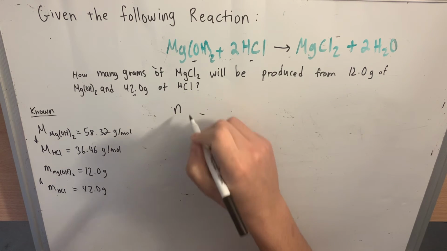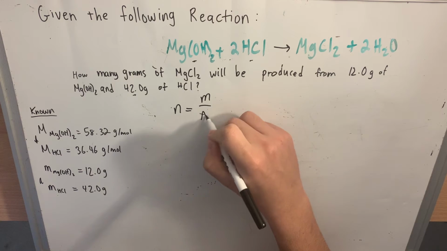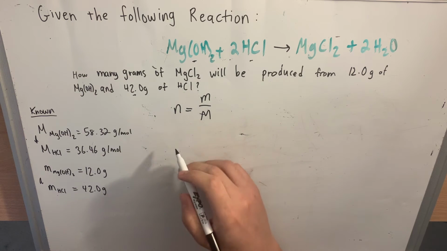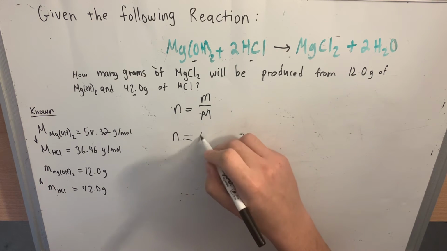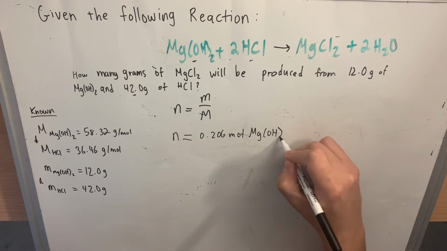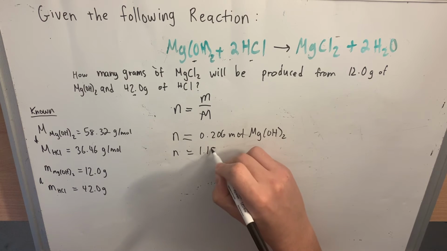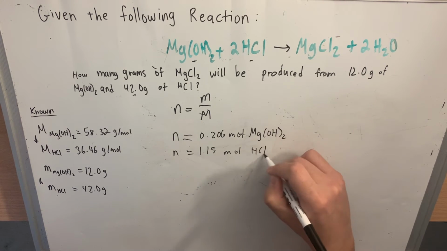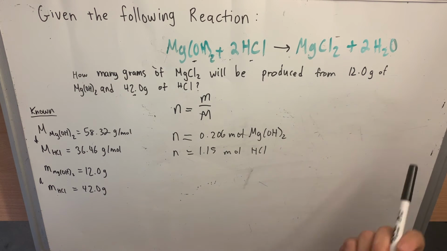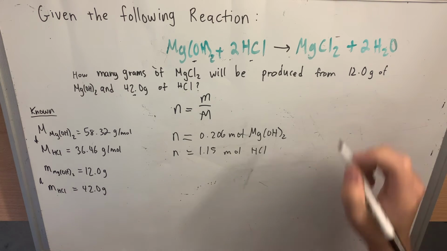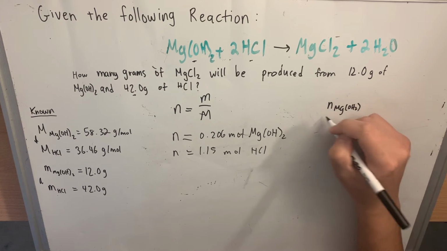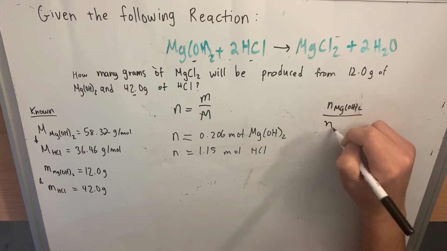You know the mole equation, which is mass over molar mass. I'm sure you know how to do it. After we use this equation, the moles of each of our reactants turn out to be 0.206 moles of Mg(OH)2 and 1.15 moles of HCl. Using these moles in our mole ratio, we determine which one is the limiting reagent. So we have the moles of Mg hydroxide over the moles of HCl.